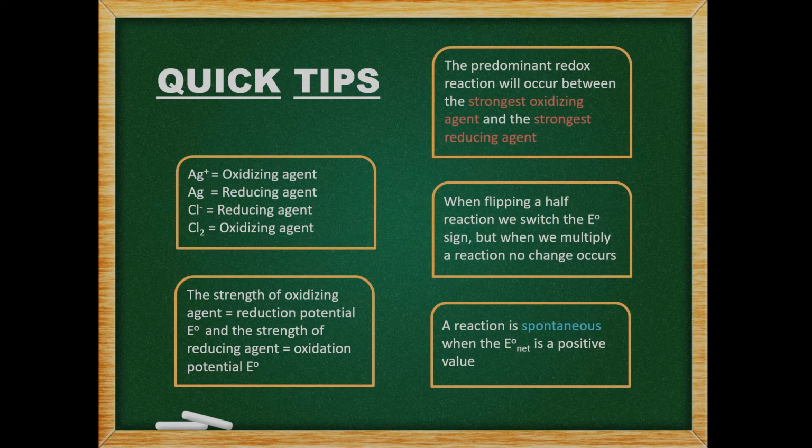Here are some quick tips about the SRP table. To start off with, the predominant redox reaction will occur between the strongest oxidizing agent and the strongest reducing agent. When the oxidizing agent is above the reducing agent, we call this reaction spontaneous because the E0 net will be positive. Another tip would be when we flip a reaction, we must change the sign of the voltage. But when we multiply the reaction by a factor x to balance electrons, no change in the voltage will occur.